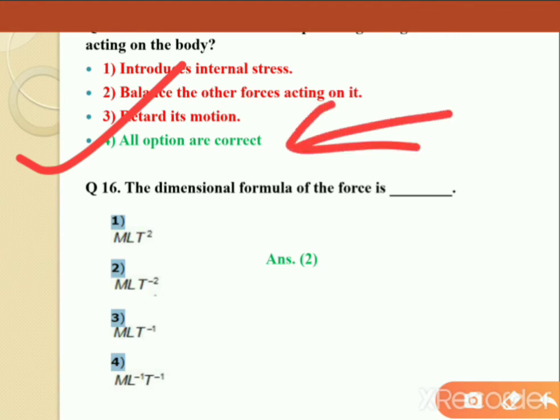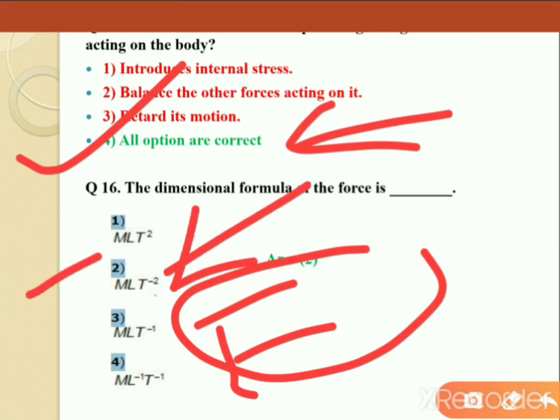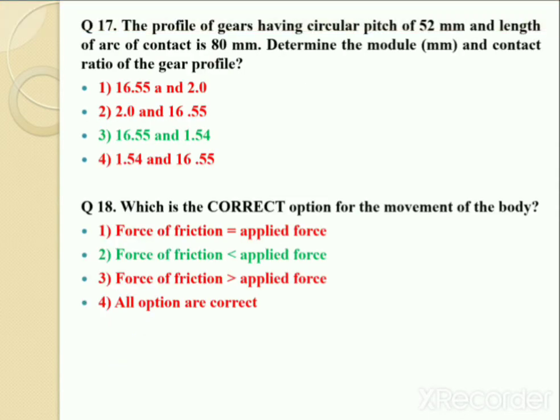The dimensional formula of force. Dimensional formula of force is equal to MLT to the power minus 2. That is option 2, the correct answer. So let's come to next question 17.